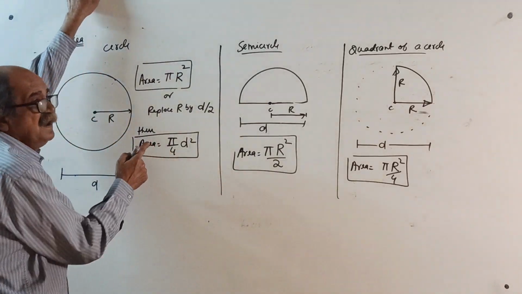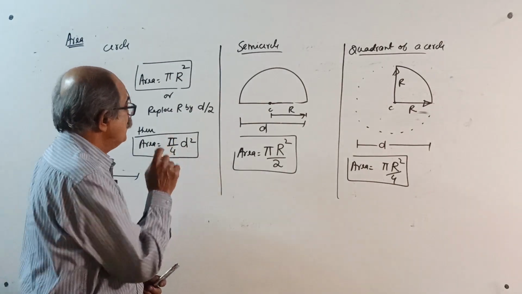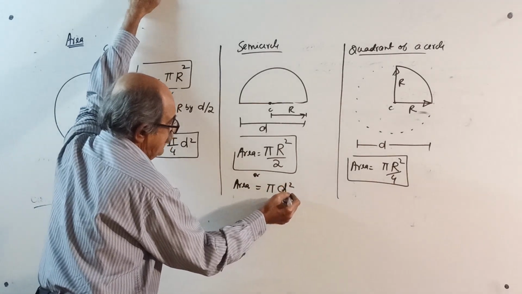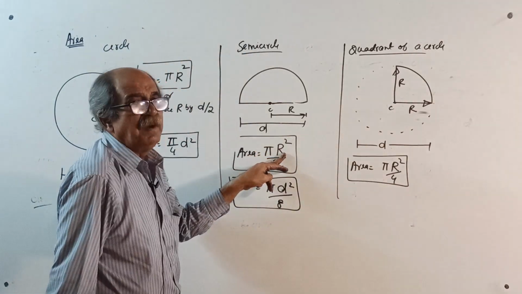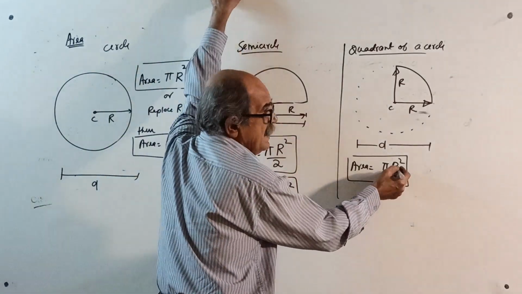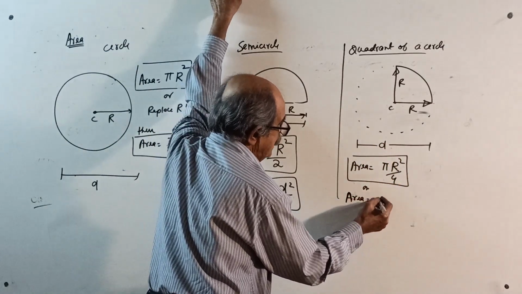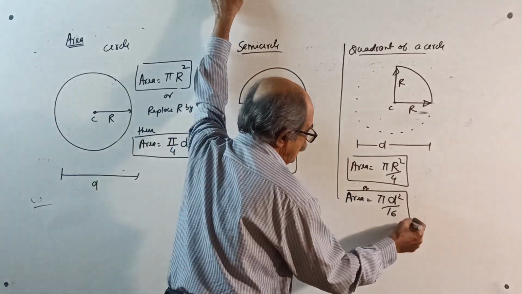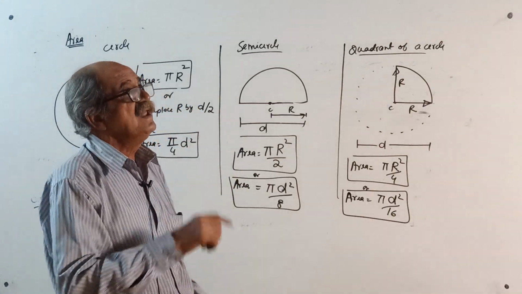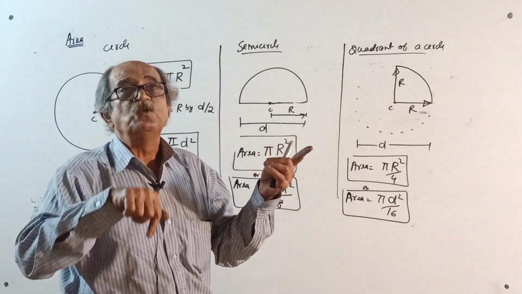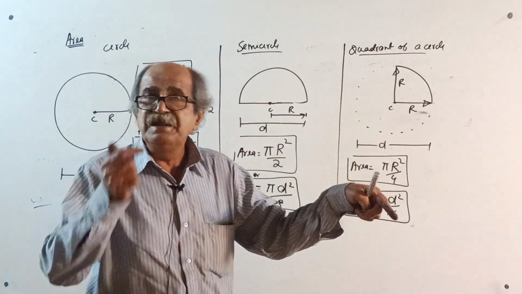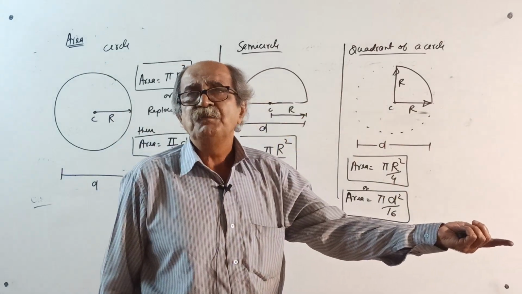Same way, for a circle in terms of diameter, everybody knows pi d square by 4. For a semicircle in terms of diameter, area equals pi into diameter square by 8. Or you can replace r by d by 2: (d by 2) square is d square by 4, into 2 is 8. And for the quadrant, replace r by d by 2 and your area becomes pi d square by 16. In terms of diameter: circle, pi d square by 4; semicircle, its half, pi d square by 8; quadrant, again half, pi d square by 16.